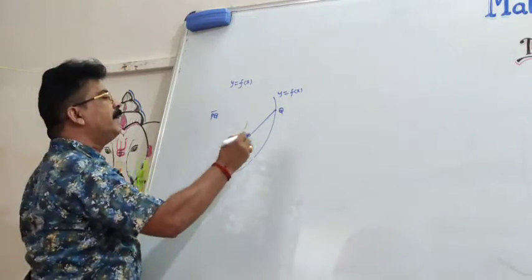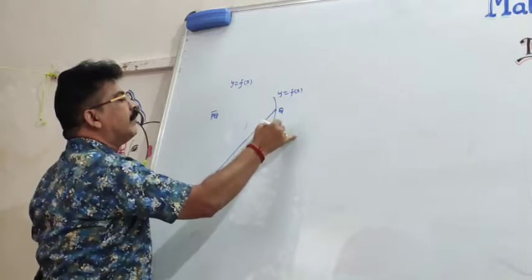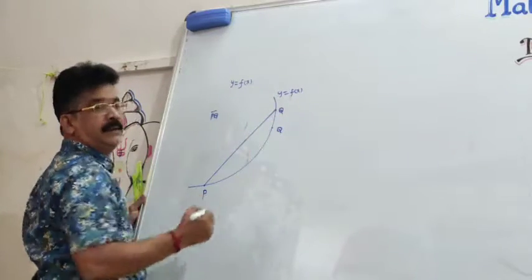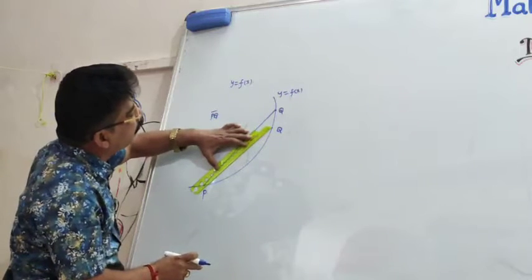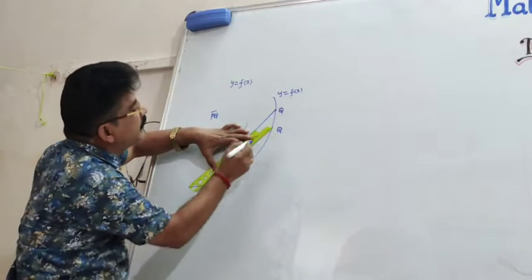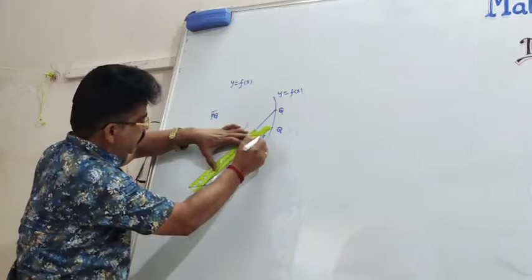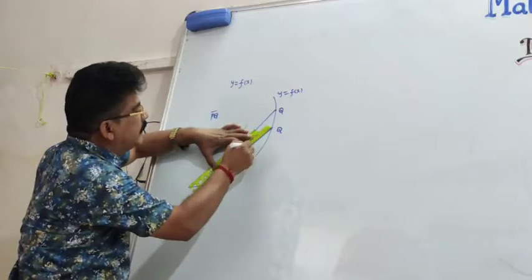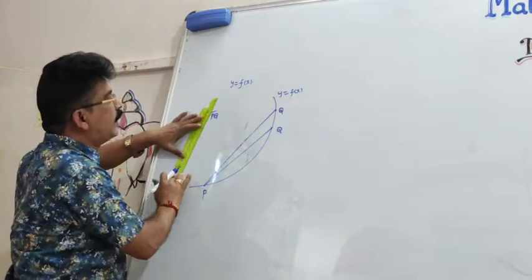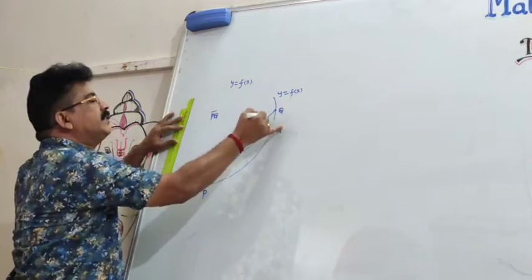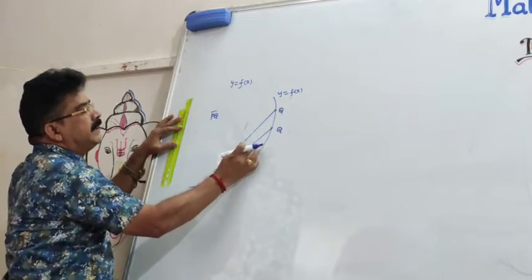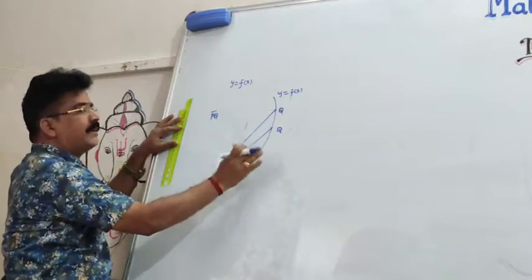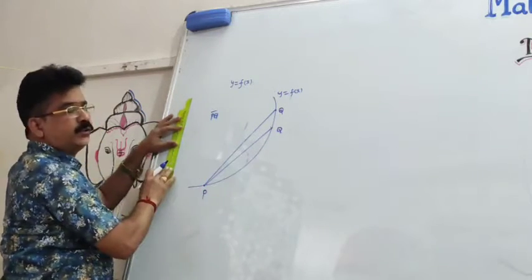Later, for example, Q is here. Then the chord will become like that. If in the first case the length of the PQ chord is 10 units, then it will be reduced, for example, to 8 units.